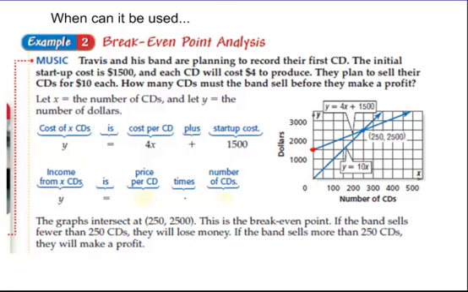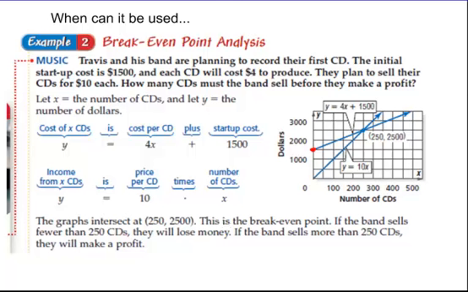Now the second thing going on here is the price per CD, which is $10 per CD. Well, if nobody buys any, they make nothing. So this is always, on this line is always their profit. So y equals 10x. Now we see that it intersects at 250 and 2,500. This is the break-even point.